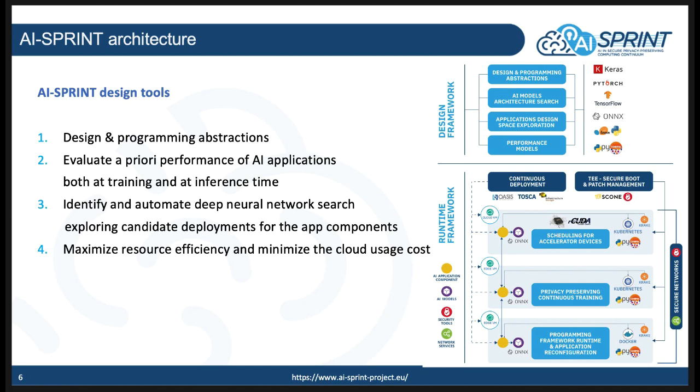AI-SPRINT design time solutions include the tools for annotating AI applications with non-functional quality of service constraints and guiding code parallelization, evaluating a priori the performance of AI applications, and providing a solution which guarantees the performance both at training and at inference time, identifying and automating the search for the most accurate deep neural network, and finally exploring multiple candidate deployments for the application components, maximizing resource efficiency and minimizing cloud usage costs.